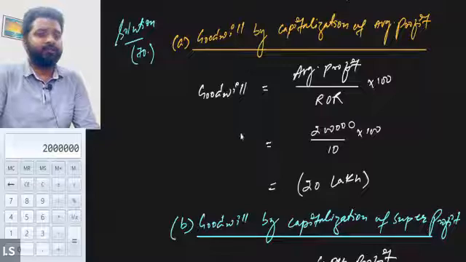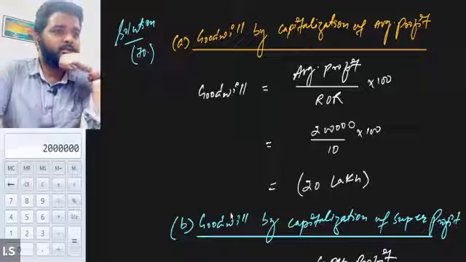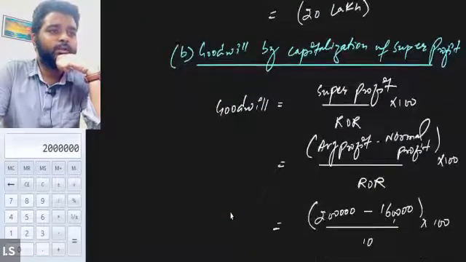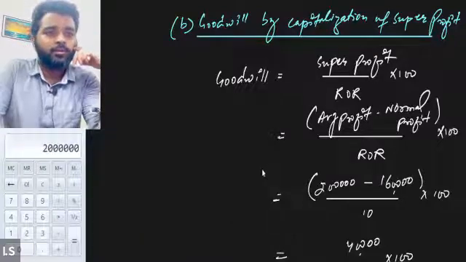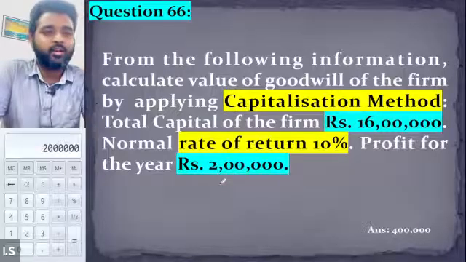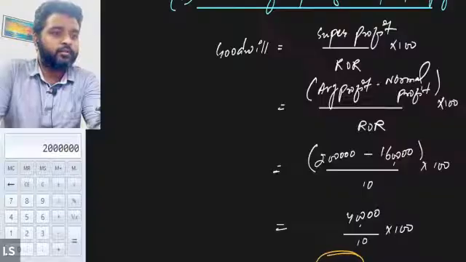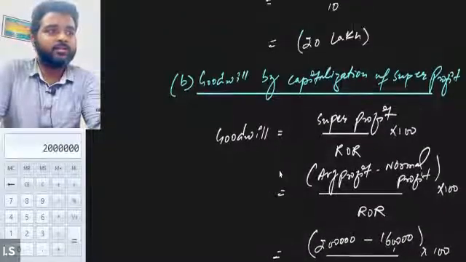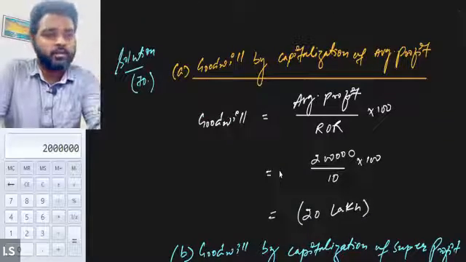All right, I guess we are missing something here, guys. I'm not sure where I am committing the mistake. So for the time being, just note down the second part of the solution, goodwill by capitalization of the super profit method. I'm sure that this is correct because the answer of this question is 4 lakh, which we are getting. So we did the second part of the question correctly. There is some mistake in the first part, capitalization of the average profit method. I guess I'm missing some point here.